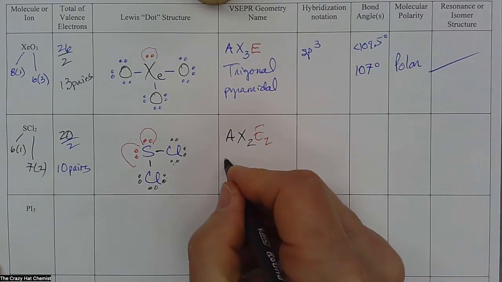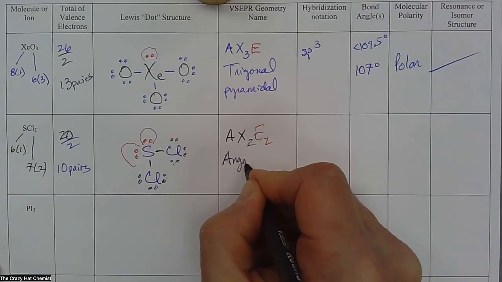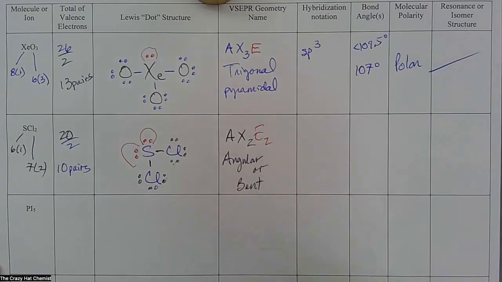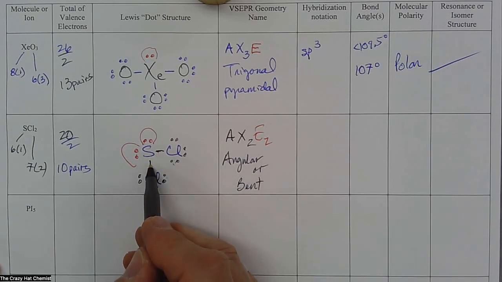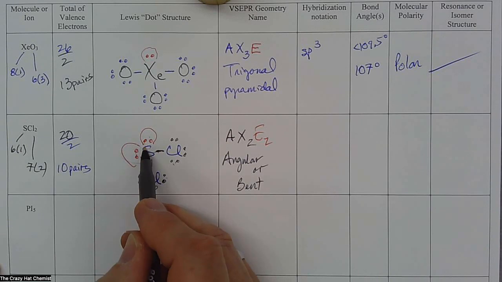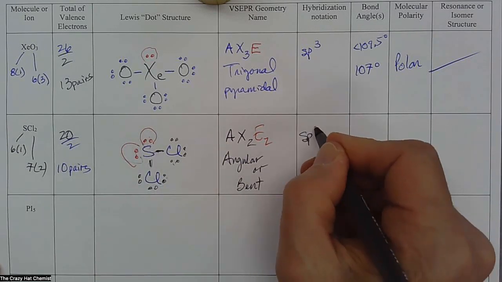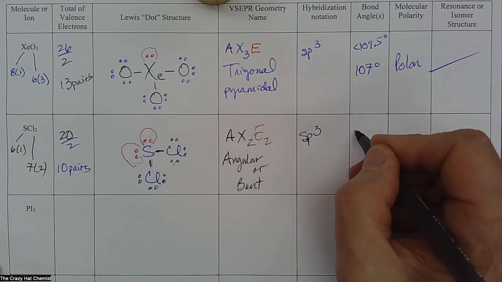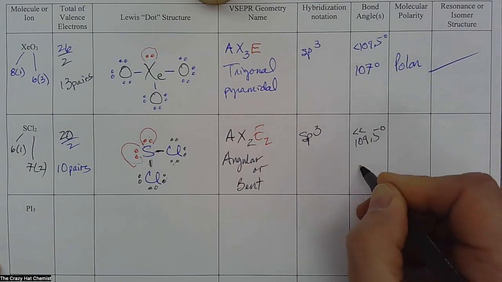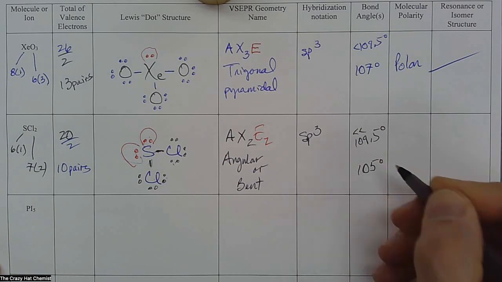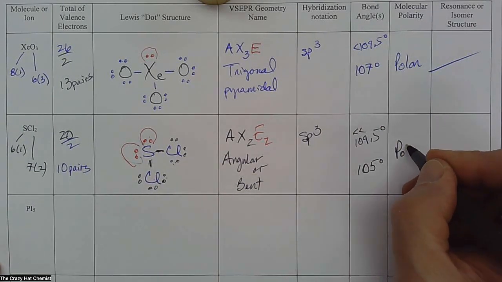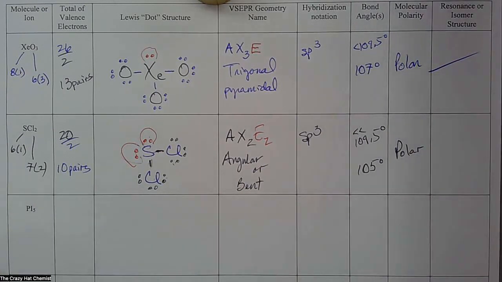This corresponds to angular or bent, either one of those. It's sp3 hybridized. Okay, and this has bond angles that are less than 109.5 degrees or 105 if it's angular or bent. Anything that's angular or bent is most certainly polar because the shape itself is polar.